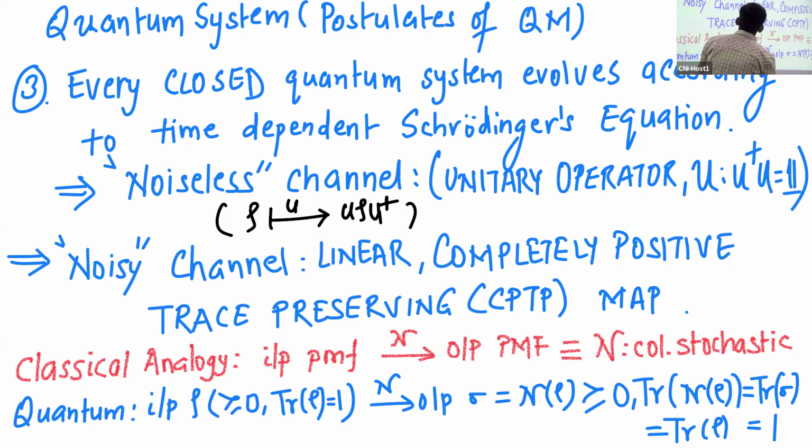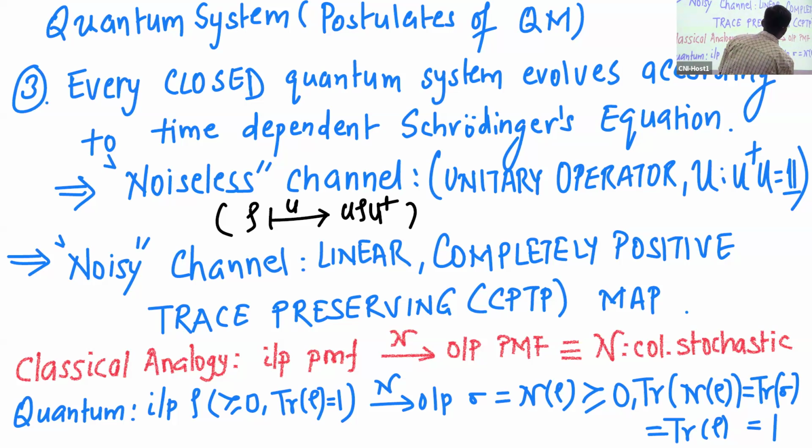Now, a noisy quantum channel is essentially a generalization of this. The channel is linear, and it is the so-called completely positive and trace preserving map. Each and every term here is self-explanatory. First, let's see what trace preserving means. All it means is that if the trace of the input, let's say rho, is 1, then the trace of the output of the channel will also be 1.